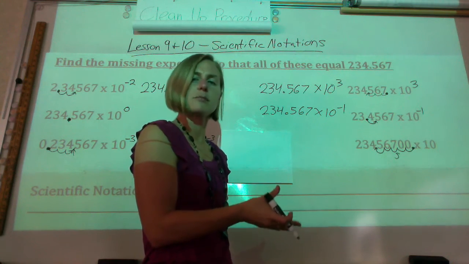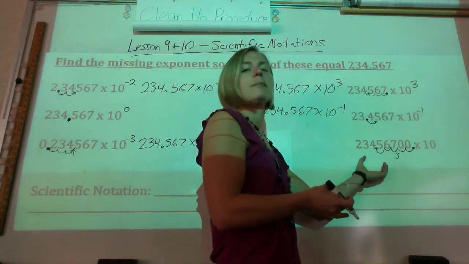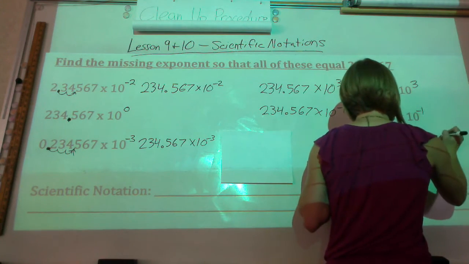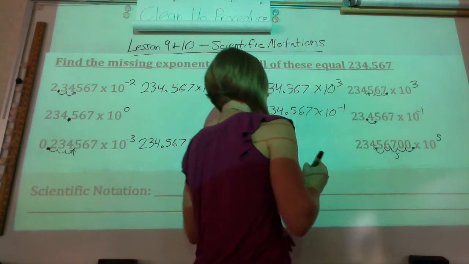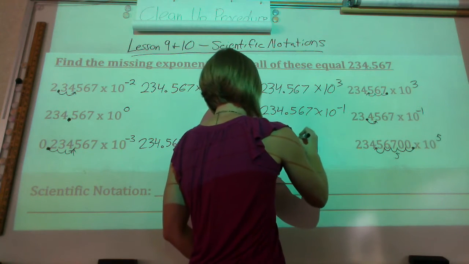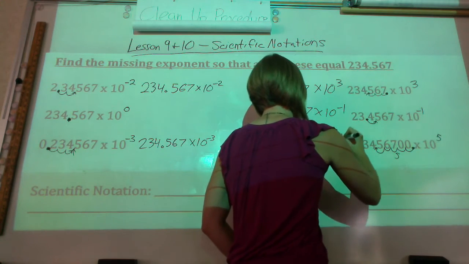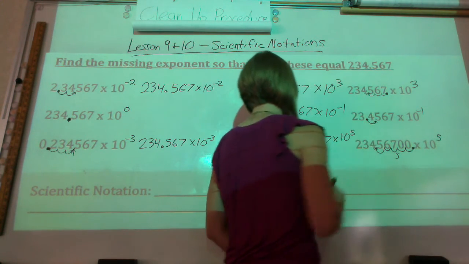We're making it a lot smaller. So if we're making something smaller by 5 decimal places, we need to make something bigger by 5 decimal places. So let's rewrite this one. We have 234.567 times 10 to a positive 5.